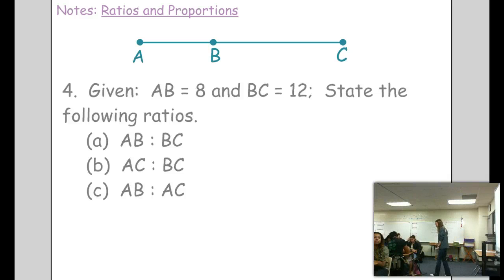Last one. Look, we're at the bottom of your page. Yay! Last one. Given AB is 8, so you better label that picture. You better go to AB and you better put the number 8 on your picture. And BC is 12. State the following ratios. And when I say state the ratio, I always want the simplified version. Never, ever, ever leave a ratio unsimplified. It's like unfinished business.